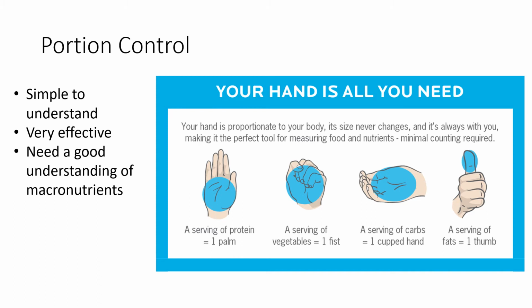Super simple. Your hand is proportionate to your body. As it says here, it never changes and it's always with you, making it a really good tool for measuring food and nutrients. It's foolproof. It takes the thinking out of it for you, takes the stress of having to log stuff in through your phone. You'll simply just look at your hand and it gives you a good gauge.